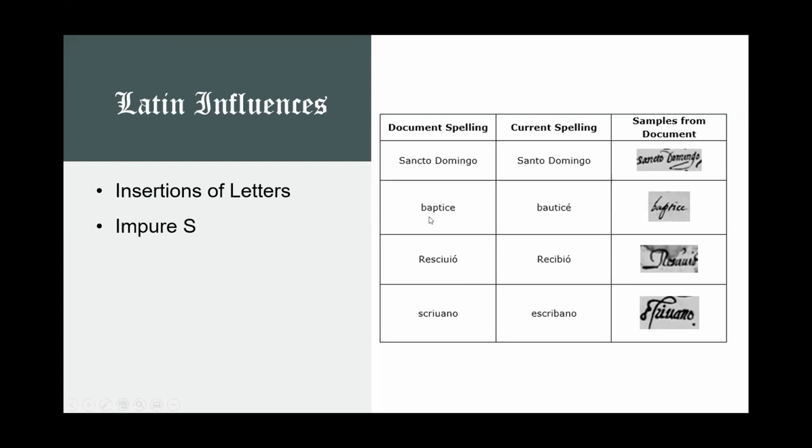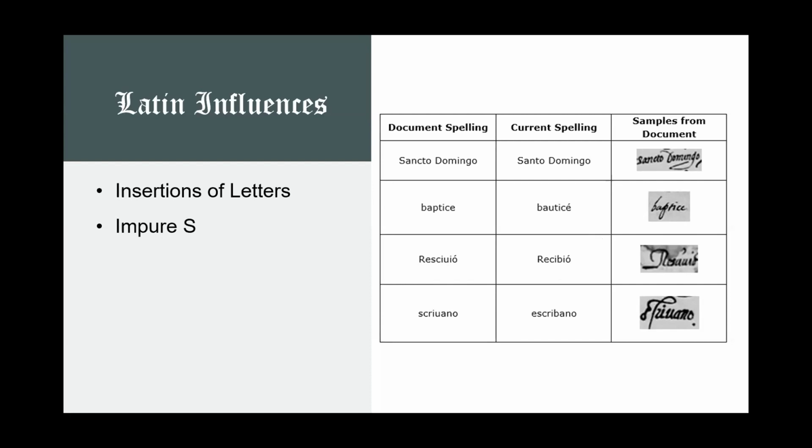And then here again, we have baptise, which becomes bautise. So we see that the scribe dropped the P, which is in modern Spanish, and included a P, which is closer to the Latin version of baptizar. And then again, here we have another, recibió, sorry. So here we have two things going on. We have the SC inclusion. The S actually drops out in modern Spanish, and then we have a U instead of a B. So we have two Latin influences occurring at the same time.